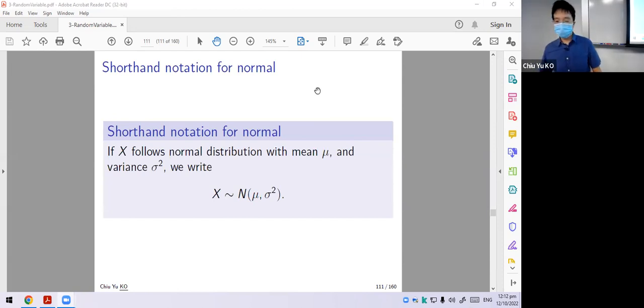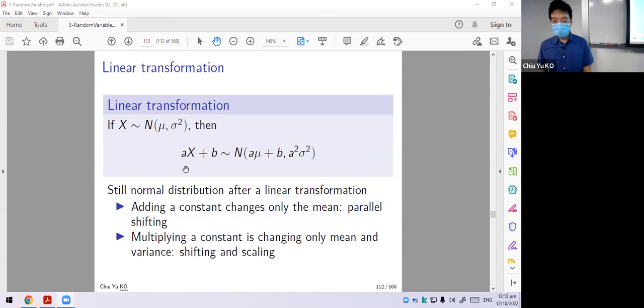First, with a shorthand notation, if x is a normal with mean mu and variance sigma squared, we write x ~ N(mu, sigma squared). That's the notation we'll be using for our class. And because of the graph, you would expect this to be true: if x is normal with mean mu and variance sigma squared, multiplying by a constant and adding a constant is still a bell. This is a very important idea of the bell curve.